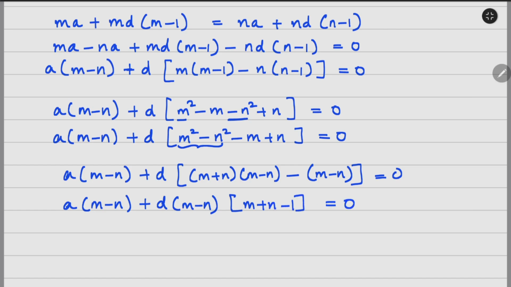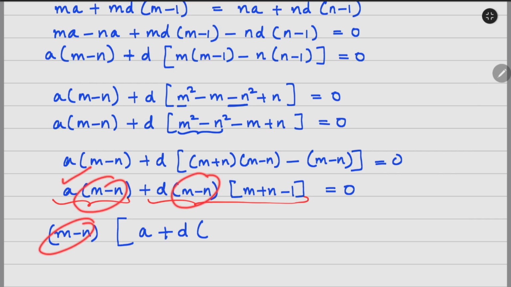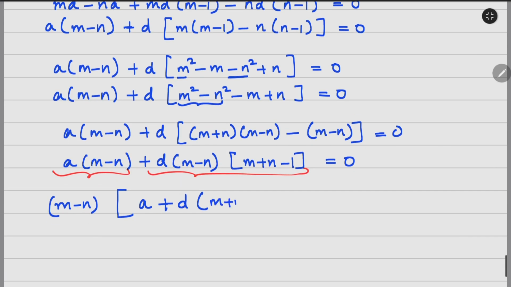So among these two terms now, you have got M minus N common. So let's take M minus N common. So you can put a square bracket, A plus D into, what will remain? So you have already taken M minus N common. What remains? A plus D into M plus N minus 1 will remain, is equal to 0.